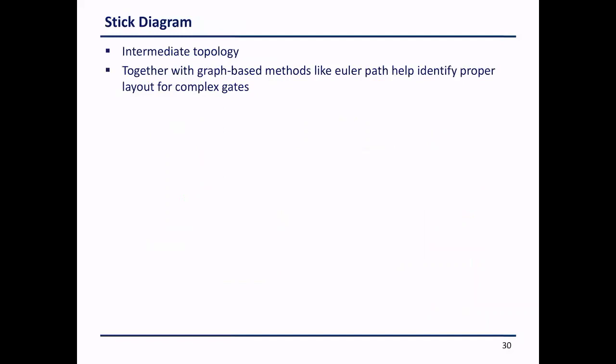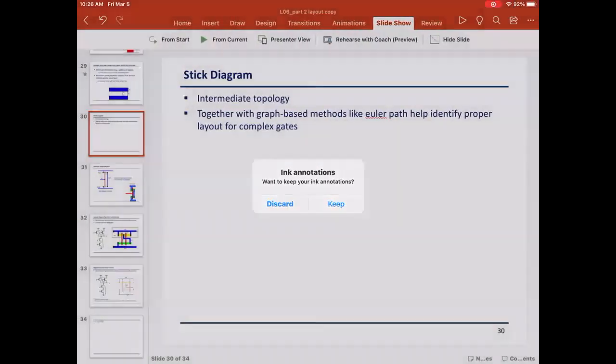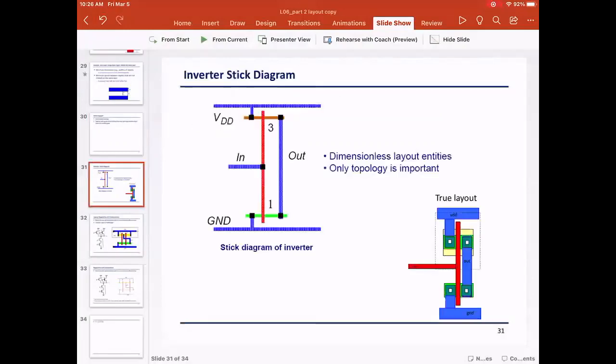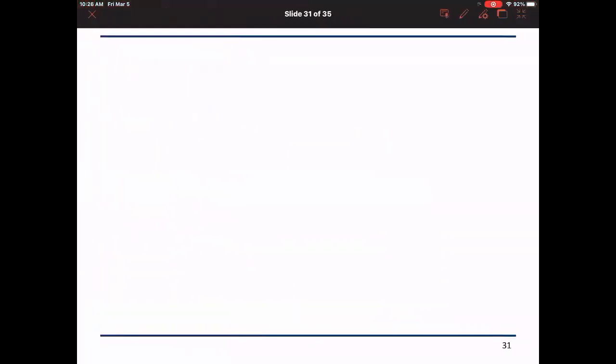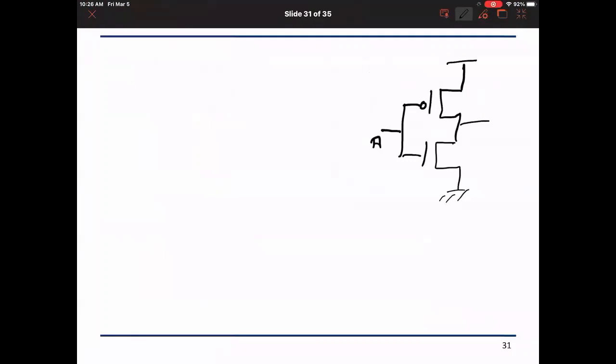Okay, let us draw it from scratch, and then we will show you how it maps to this layout. So I have an inverter, and the inverter is a PMOS and an NMOS. It is connected to ground. This is VDD, and this is VN. Let us call this VN as A, and V out as B or out. And this is VDD, and this is ground. Okay, I have labeled all my nodes.